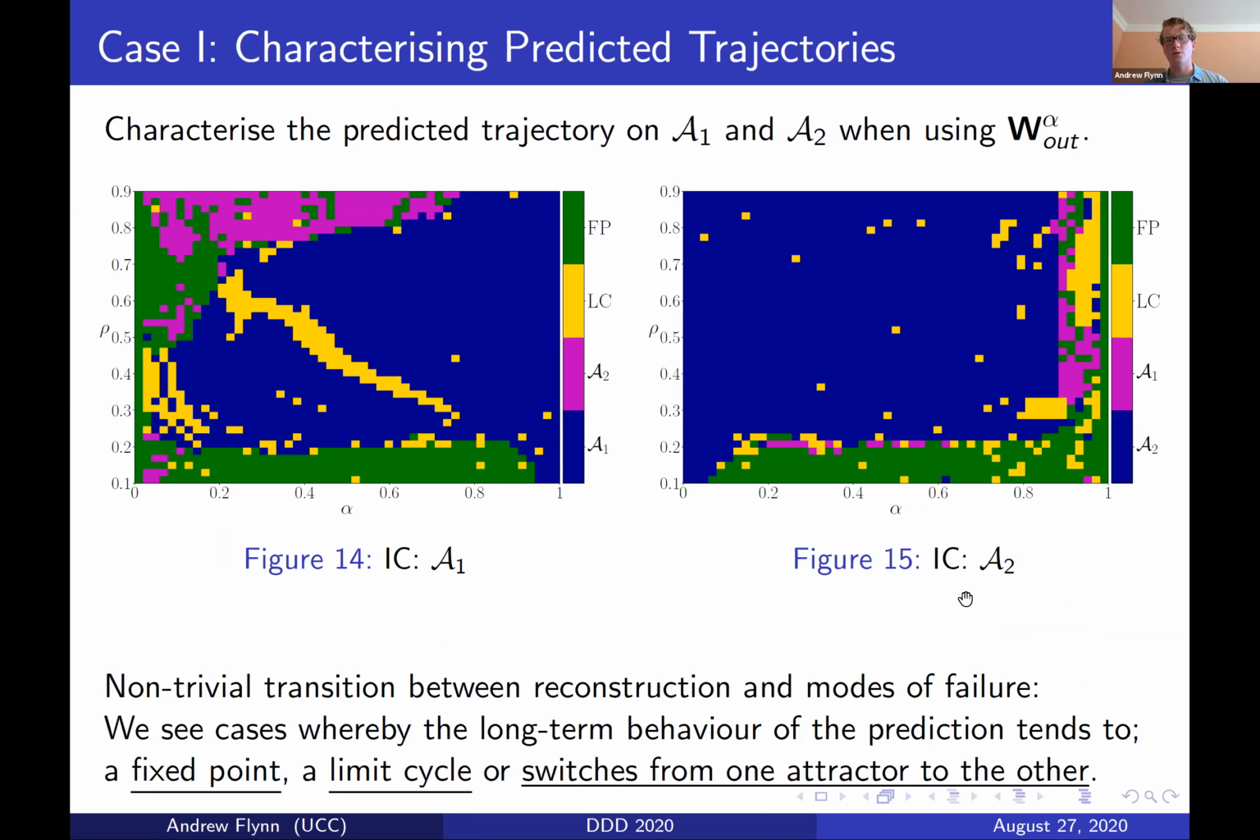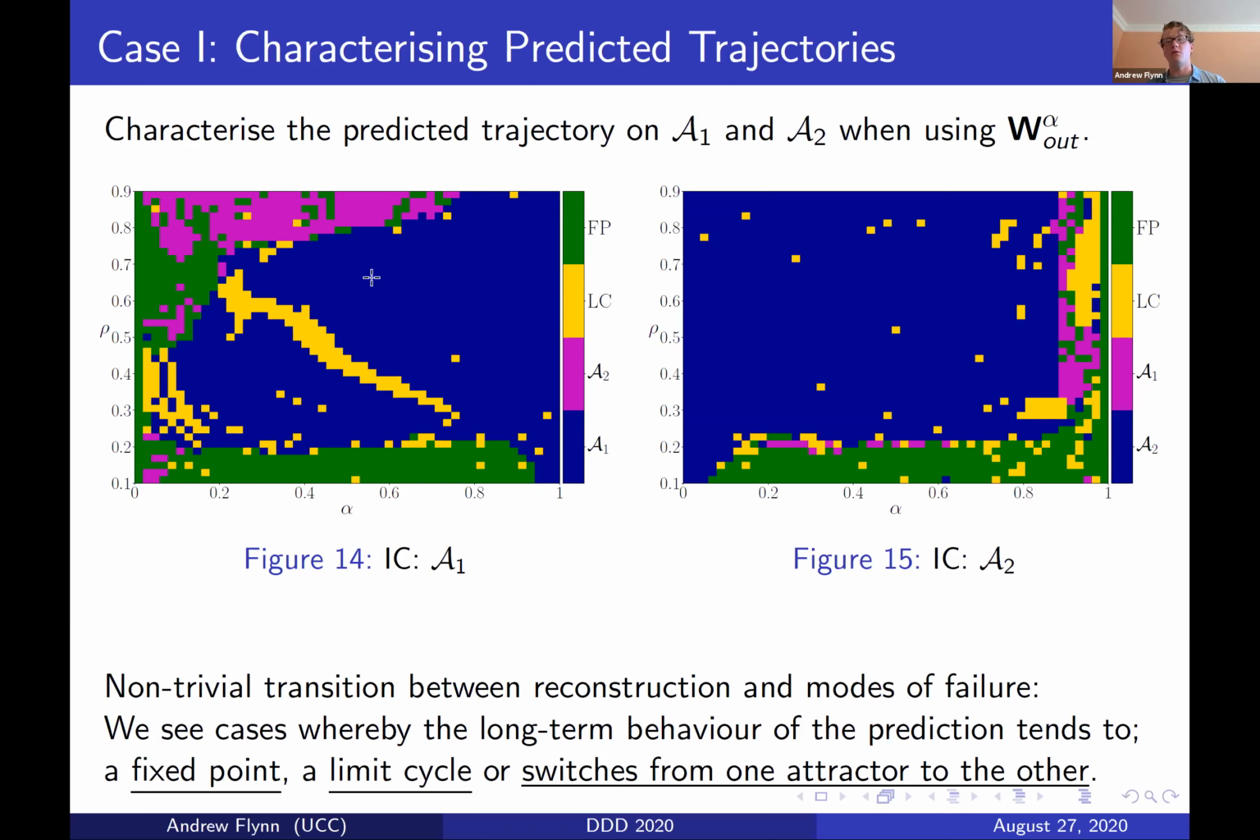So if we consider our rho and alpha parameters here, and we characterize the predicted trajectory on attractor A1 and attractor A2 using this multifunctional matrix here, essentially we train the reservoir using a combination of rho and alpha parameters, and we get our multifunctional W out matrix. If I seed in the initial condition to get attractor A1, and I look at the prediction after a long time and I'm still on the attractor, the point gets blue. If I switch to the other chaotic attractor, the point becomes purple.